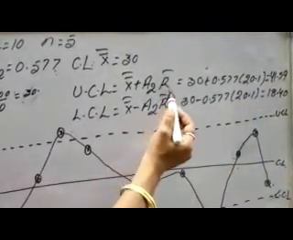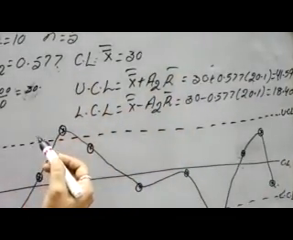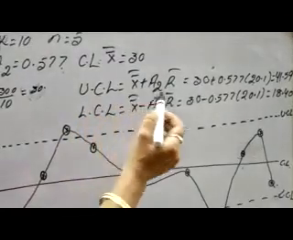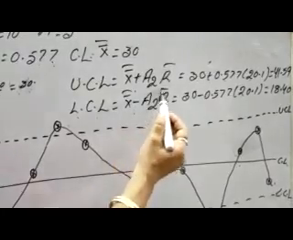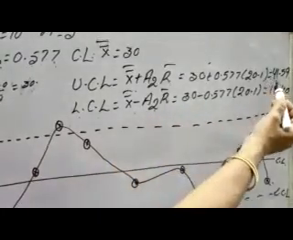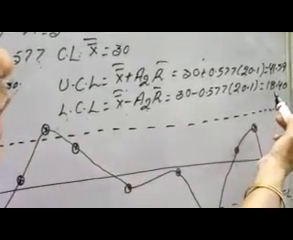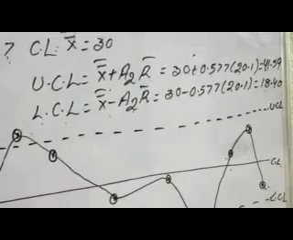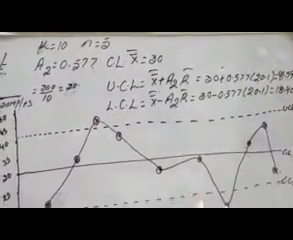You may have a doubt about how to get this R bar. R bar is, according to the given problem, obtained by adding all the values of R and dividing by the number of samples. LCL is equal to X double bar minus A2 R bar. By substituting these values, you get 18.50. Now we can round it off to 18, and the upper limit you can round off to 42 also.